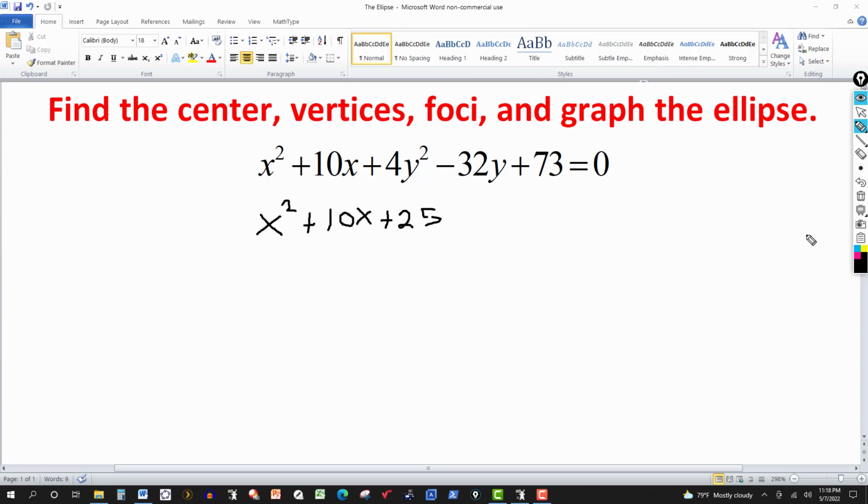Now, I'll have to add that to the other side also. But now let me take care of business here in the middle. I'm going to factor out a 4 from these two terms here. So this will give me y squared minus 8y. Took out a 4. I'm going to take the 73 over to the other side. It becomes a negative 73. And now here I'm going to complete the square inside the parentheses. So again, I'm going to take half the coefficient of the y term, just like I did over here in the x. That's going to give me negative 4. Square it though is 16.